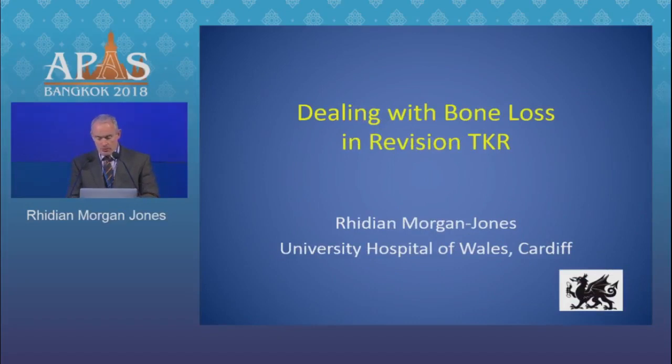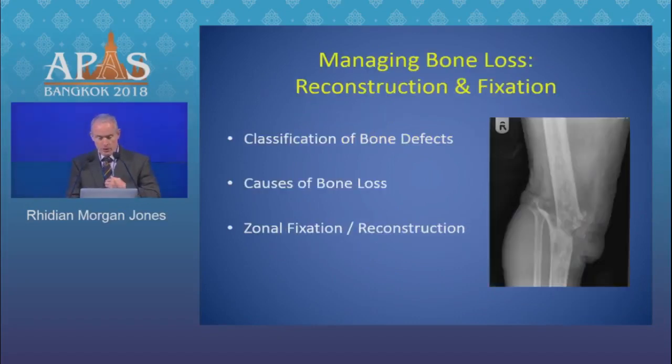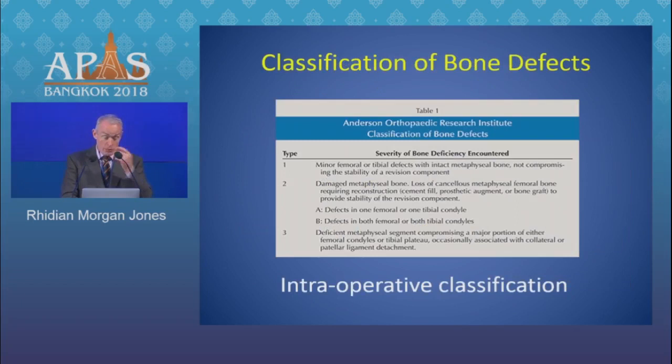So there'll be a little bit of repetition because my co-faculty have mentioned much of what I'm going to talk about. We'll run through classification of bone defects, a quick slide on the causes, and we'll talk about how fixation and reconstruction are the twin pillars of bone loss management. I use the Anderson classification. It's an intraoperative classification, and I think it's reproducible.